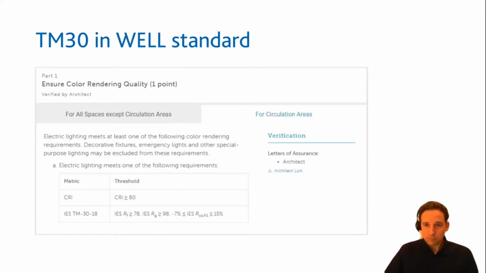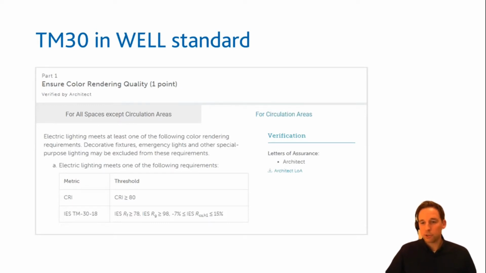If we look at TM-30 and how it is included in the WELL standard, the certification for the WELL standard, previously you would have just had a CRI metric for the point that you get for color rendering quality. Now, for circulation areas, this is CRI 80. This is not too difficult to achieve.